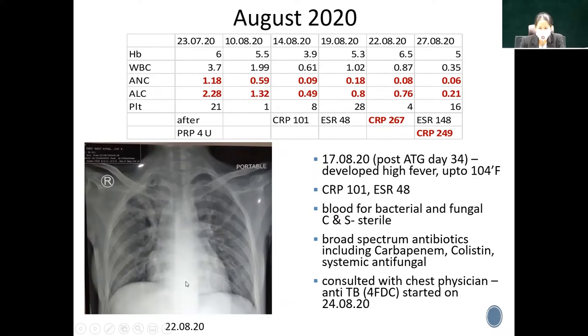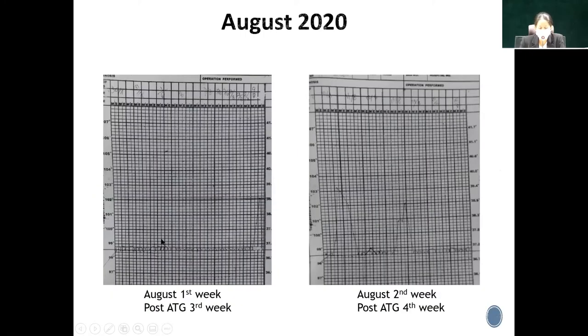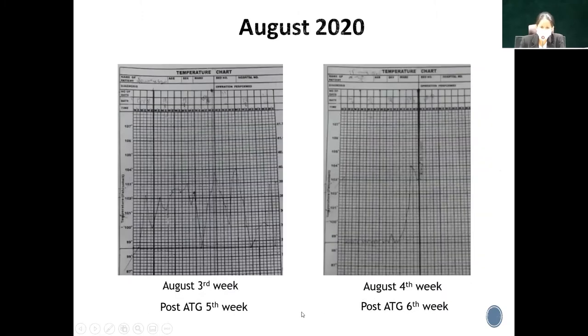We gave her broad spectrum antibiotics and also systemic antifungal, and we discussed with her chest physician, and NDTB was studied. So her temperature was normal during the third week post ATG and rose in the fourth week, but subsided with antibiotics, and then began high swinging temperature during the fifth week of post ATG. Then subsided again, and in the third week, the temperature rose again up to 104 degrees Fahrenheit.